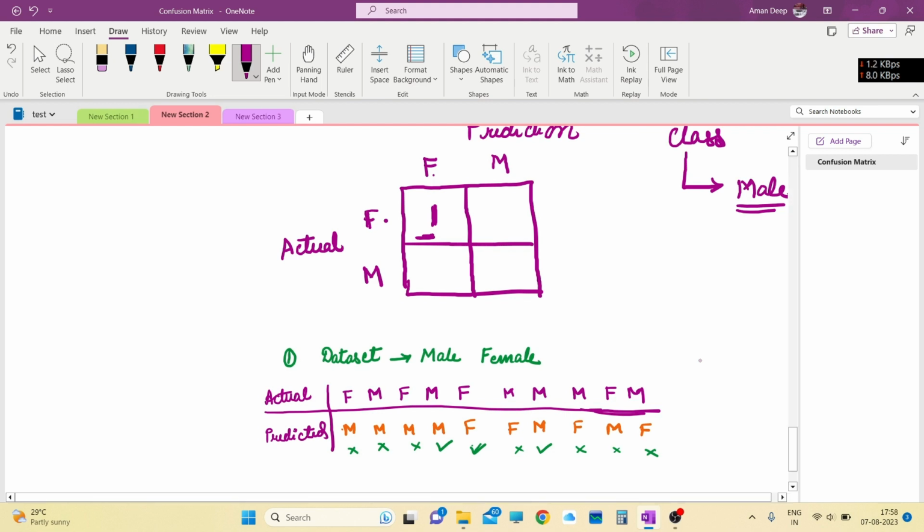So, female predicted as male. That's the one case. Female predicted as male, second case. Female predicted as male, third case. So, here I have 3 cases here. Here I wish to add one more female predicted as male, just to make sure that you understand the example better. So this will be 4. Let us take it this way.